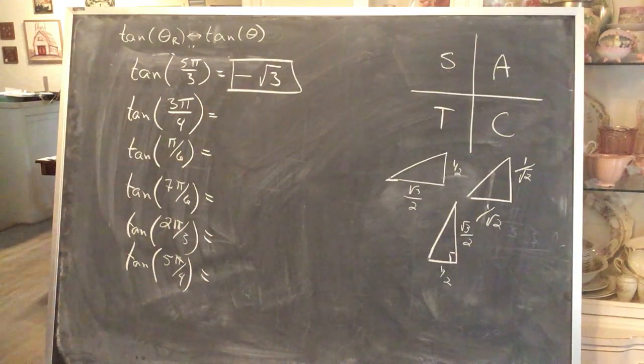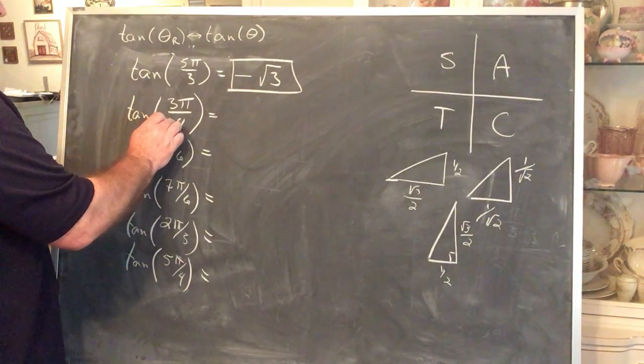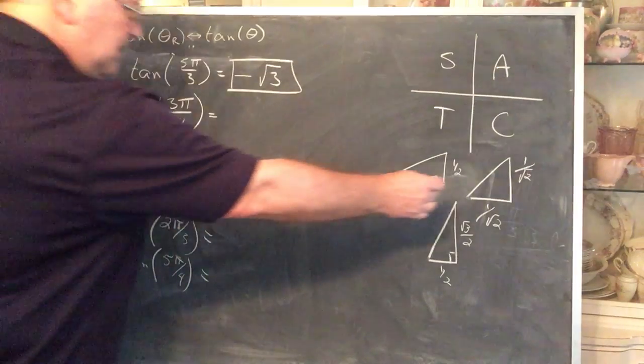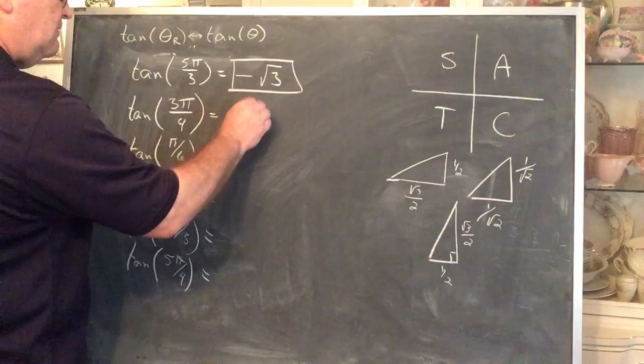Okay, so if you're back from pausing, these are the values I have here. Tangent 3 pi over 4, we know we're in quadrant 2, and the pi over 4 is very straightforward. The value is 1, so in quadrant 2, that's negative 1.